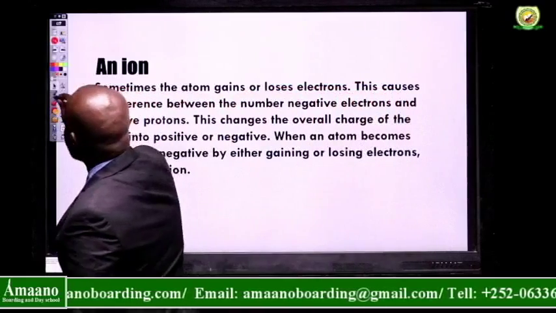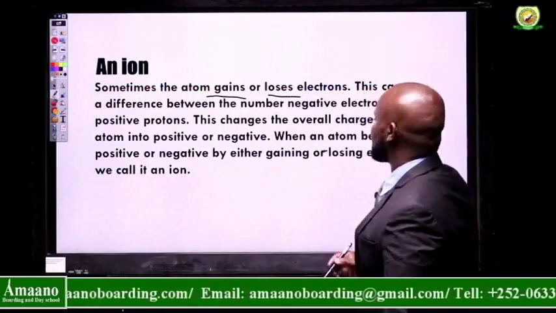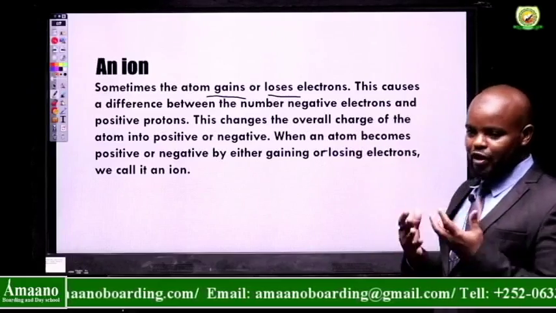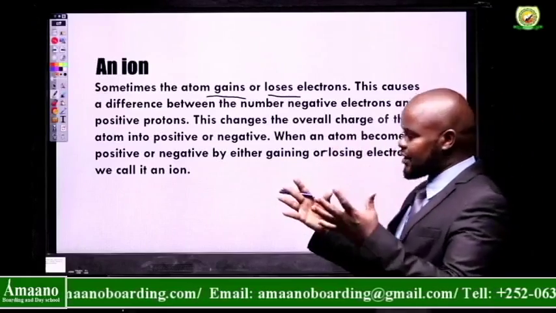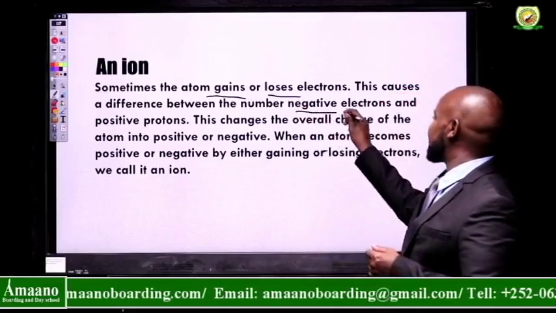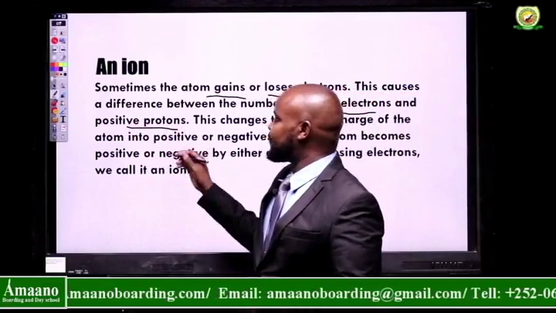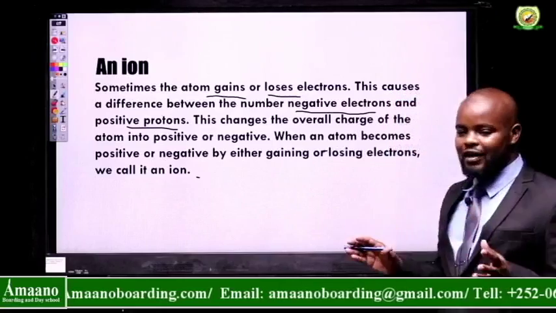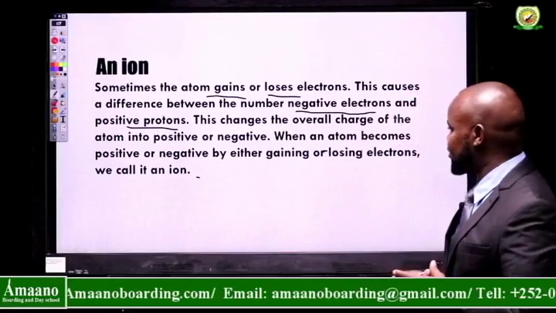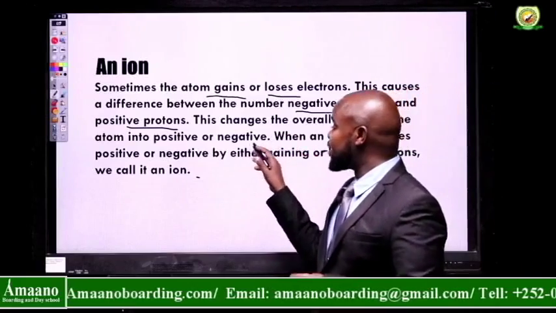Sometimes the atom gains or loses electrons. It sometimes gains electrons from other atoms, and sometimes it loses electrons to other atoms, right? This causes a difference between the number of negative electrons and the positive protons. In our previous slide, we explained that in a neutral atom, the number of protons and electrons are equal and they cancel each other. This changes the overall charge of the atom into positive or negative.